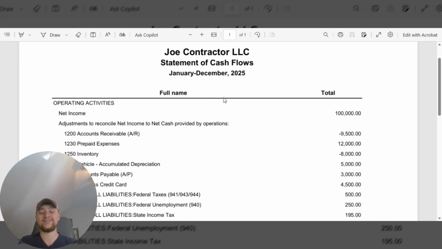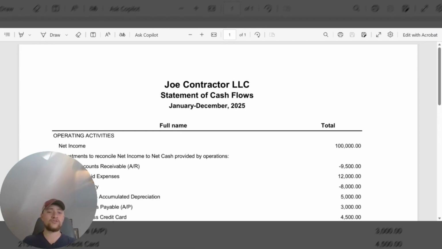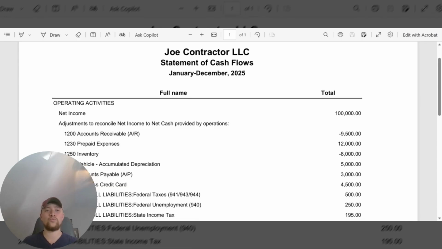So I just want to take a little bit of time to go through what it is, how to understand it, and we'll dig in future videos on some analysis. But the goal of this video is just to show a basic understanding of what the statement of cash flows is. So it covers a period of time, just like the profit and loss statement. I've got this one for all of 2025, and it's really showing what your cash is doing throughout the year for this time period, whatever time period you select on it.